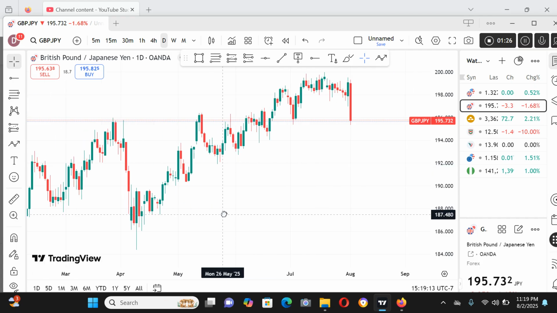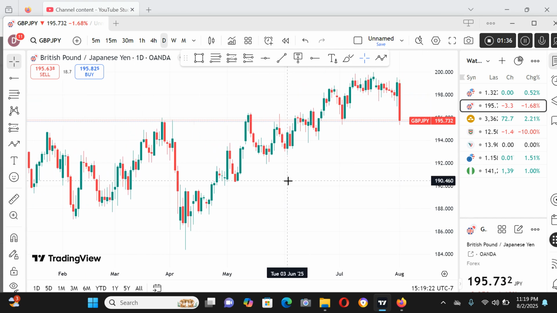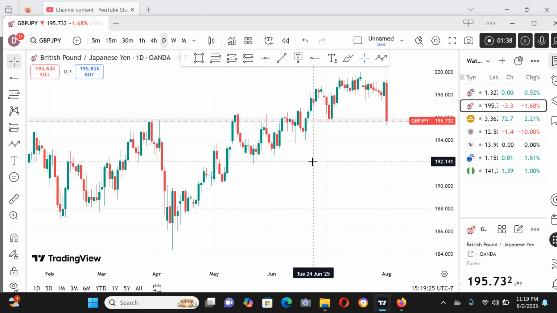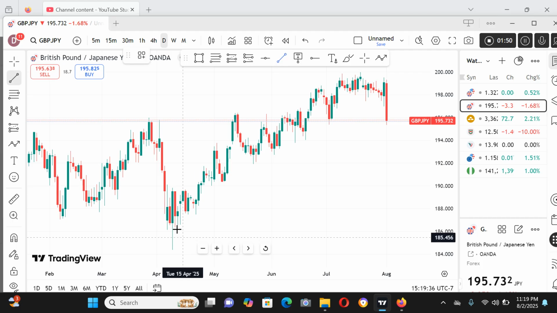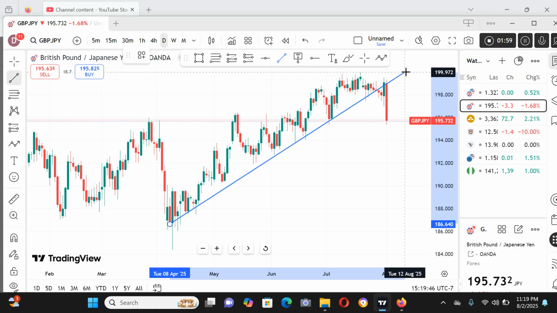So the first thing I'm interested in is to check the trend of the market. I go to the daily time frame to see the overall trend, but my points of interest are the 4 hour, 1 hour, and then 30 minutes for entry. I can draw a trend line on the daily time frame just to give me an idea of the direction of the market.